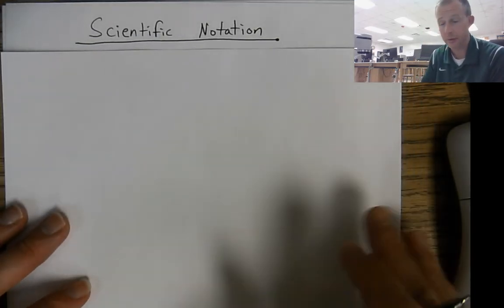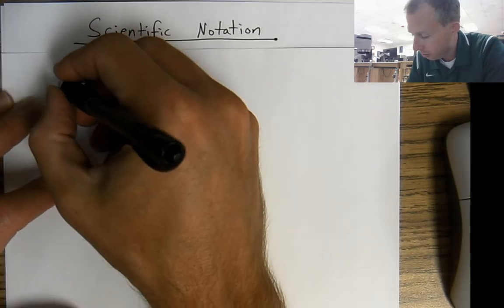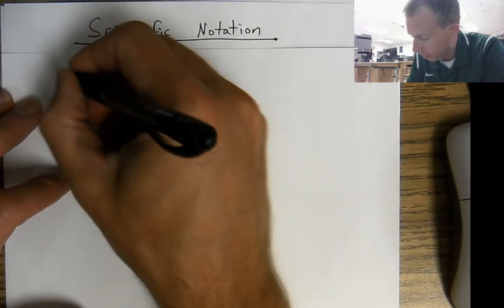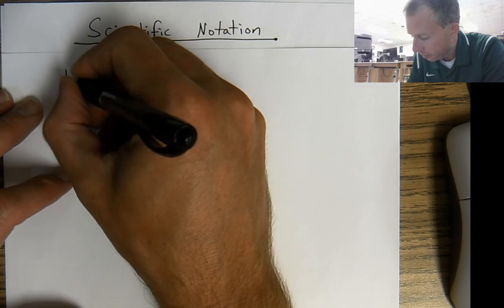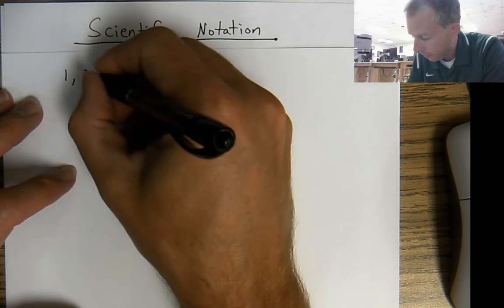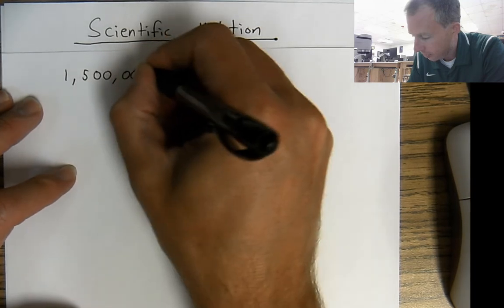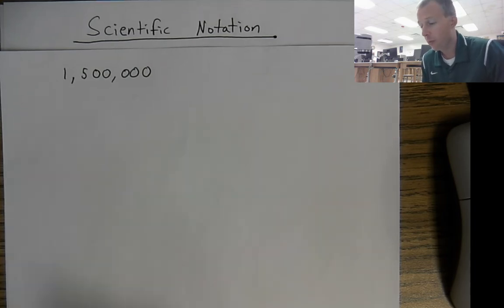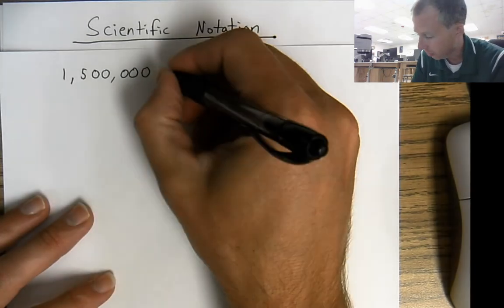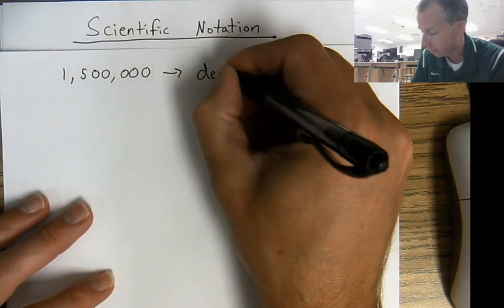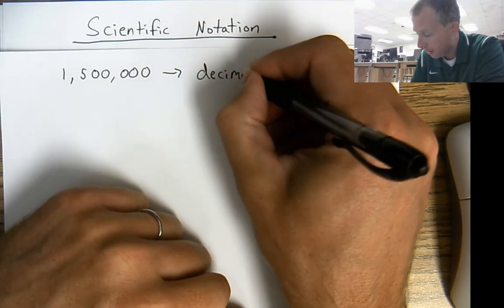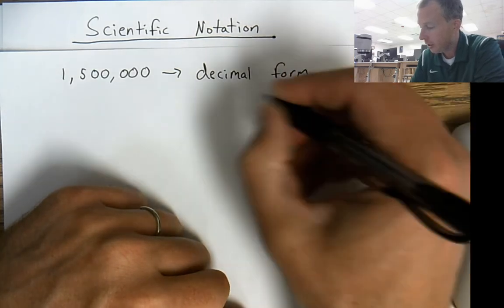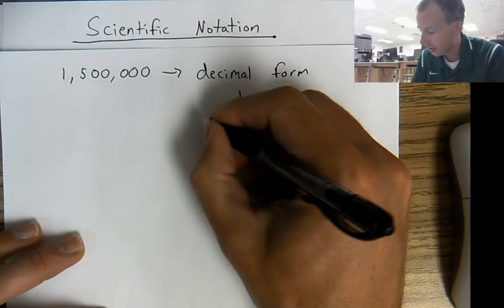So to begin with, let's just look at any old number. Let's say we have 1,500,000. Big number. What we're going to do now is convert this to decimal form, or no, sorry, it's in decimal form. So this is in decimal form right now. We want to convert this to scientific notation.